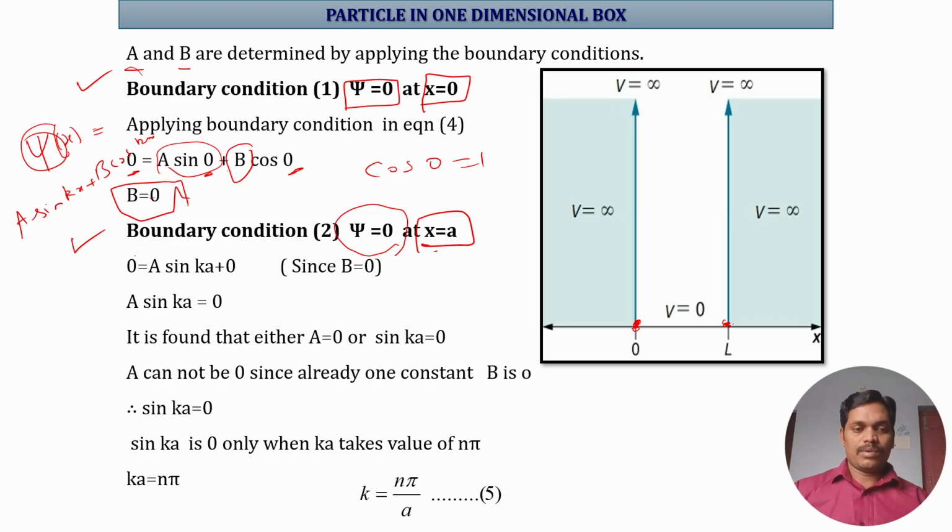Already b is 0 in this equation. Instead of x, you can substitute a here, so that you have a sin ka equal to 0. So a sin ka equal to 0, that is the condition we are obtaining from the second boundary condition.